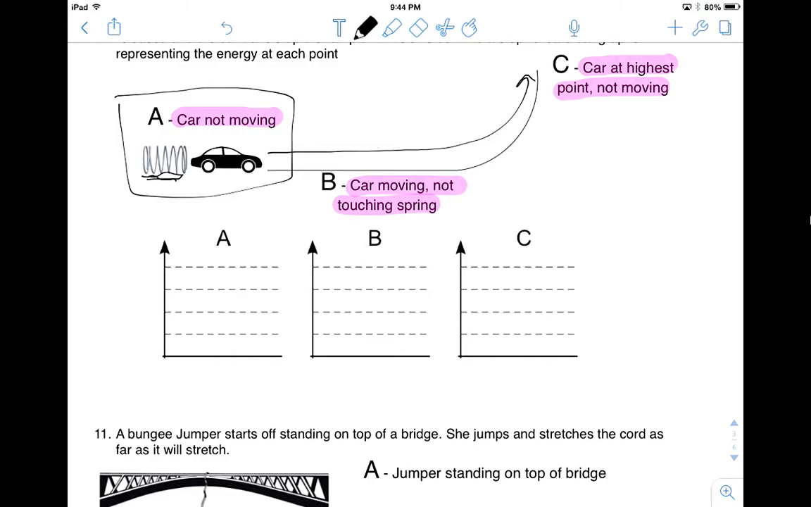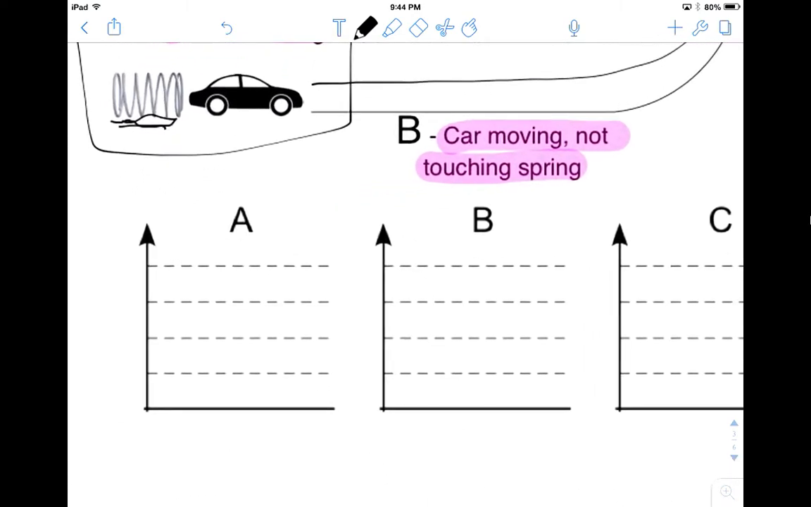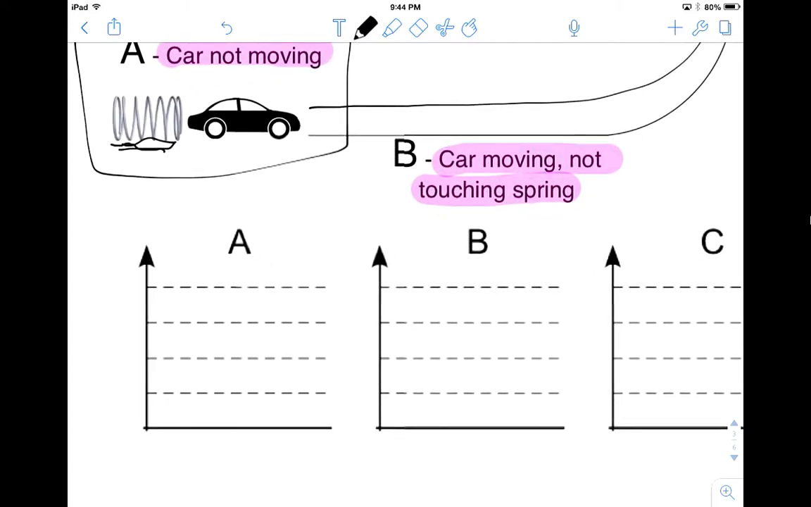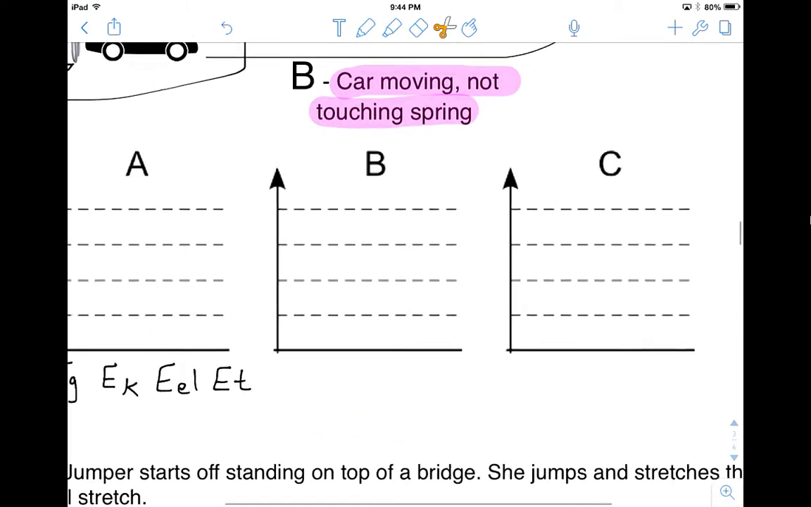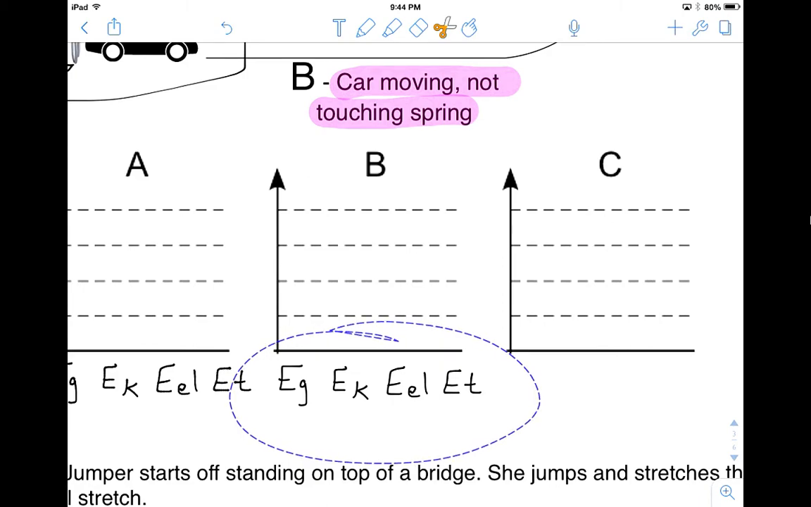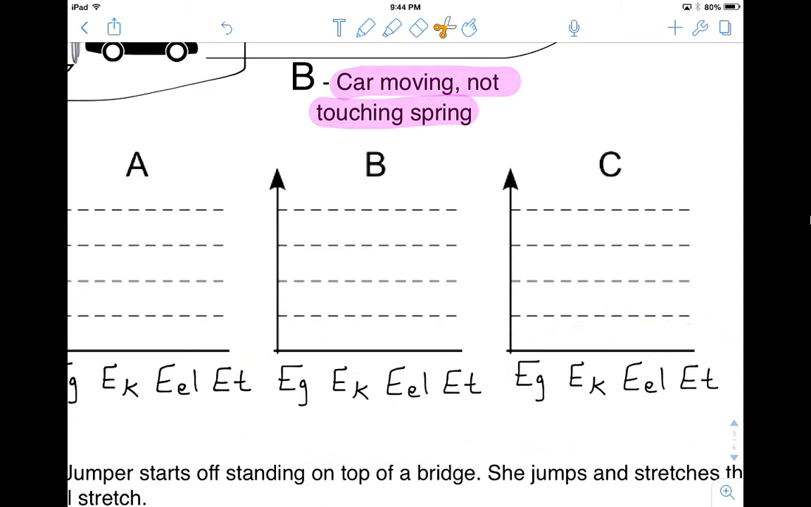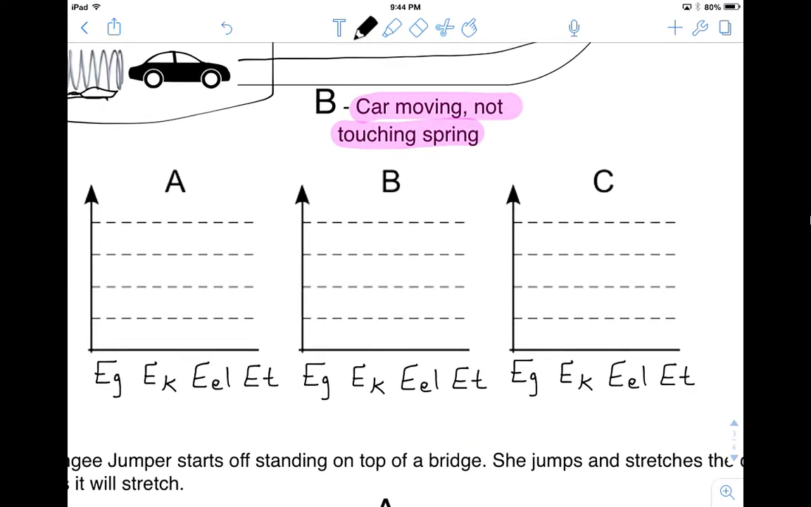So right away, I know that there's no EK. But I do see that it's compressed against the spring. So I'm going to go ahead and just put all my graphs in here. So I have EG, EK, EEL, and ET. And a good idea for you guys is to just go ahead and put all of those on each one. So now I don't have to mess with those anymore.